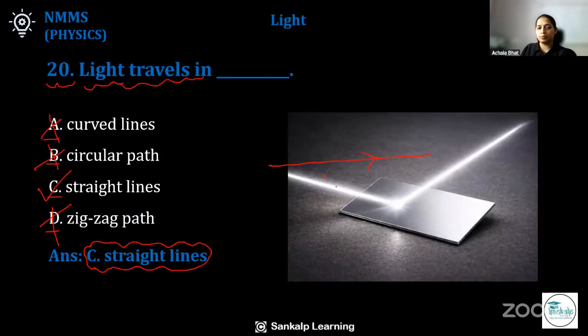Like this. This is the incident ray striking this surface. See, this is a straight line. And after reflection, again this is a straight line.